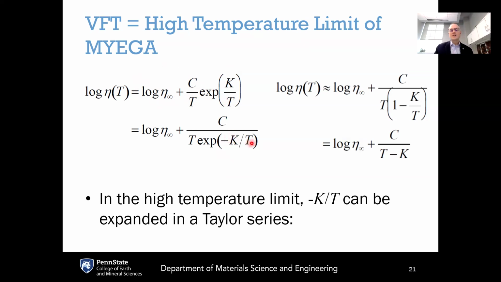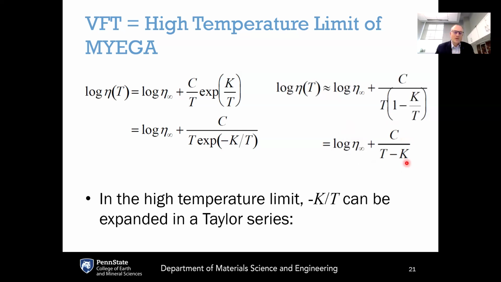If we have the limit of high temperature, so a large value of T, that means the argument of this exponential becomes small, so we can do a Taylor series expansion of the exponential. And if we just keep the linear term there, that Taylor series expansion of the exponential is 1 minus k over T. Now multiplying this T through here, what we get is this function that says that the viscosity is approximately equal to log of the infinite temperature viscosity plus C over T minus k. So this is exactly the same functional form as the VFT equation, where the T0 from VFT is now approximately equal to the k from the MYEGA equation. So this is why the VFT equation works well in the high temperature limit.